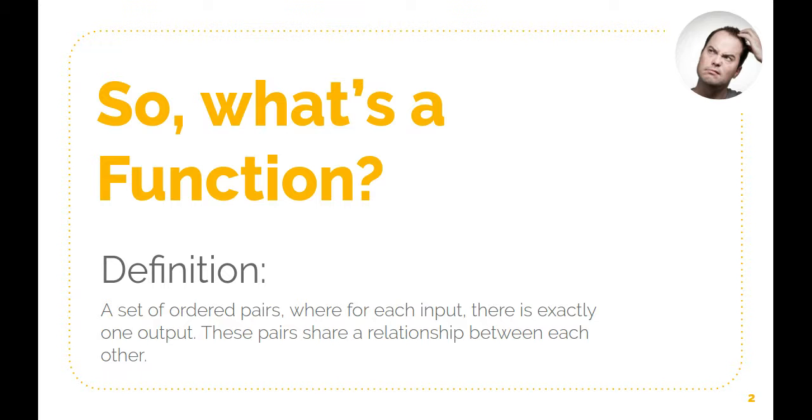A definition that I have is that it is a set of ordered pairs where for each input there is exactly one output. These pairs share a relationship between each other. And a set is just a collection of those pairs that all belong together in one group.